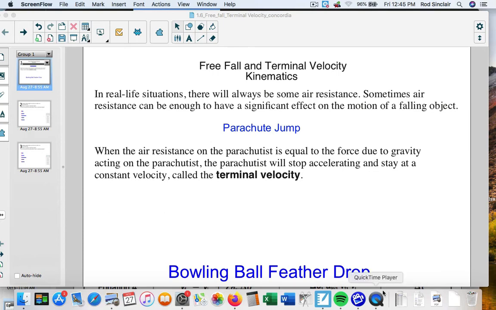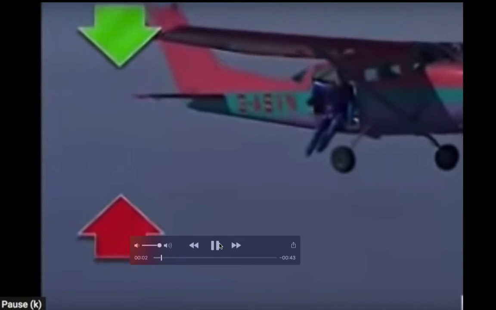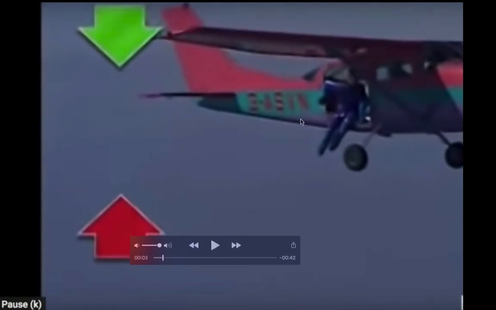Sometimes air resistance can be enough to have a significant effect on the falling motion of an object. If we consider a video here, just before this person jumps out of the airplane, we've got a parachutist getting ready to jump. There is a downward force, the force due to gravity, acting on this parachutist before she even jumps out of the plane. There is also an opposing force, the normal force pushing up on the parachutist from the floor of the plane. So she's not falling because the floor of the plane is providing enough force to keep her where she is.